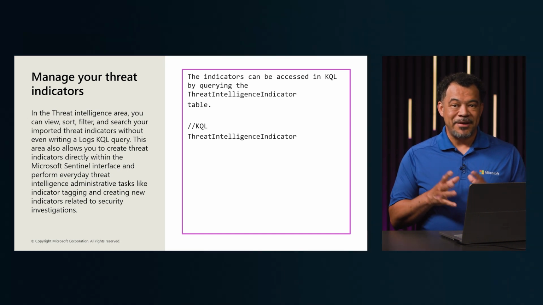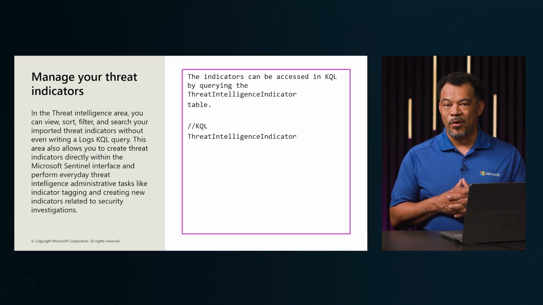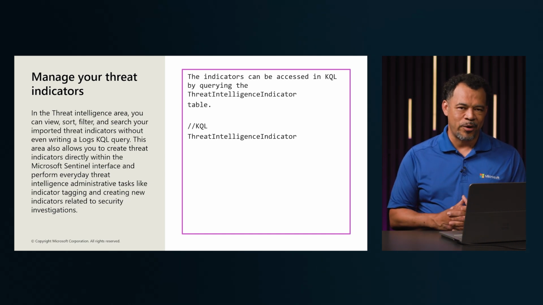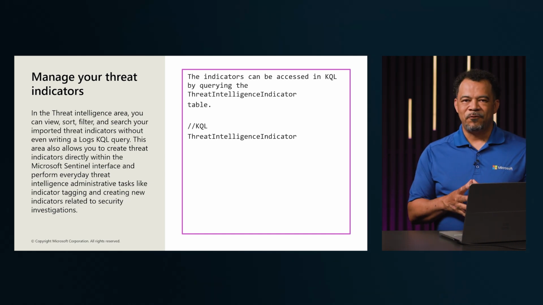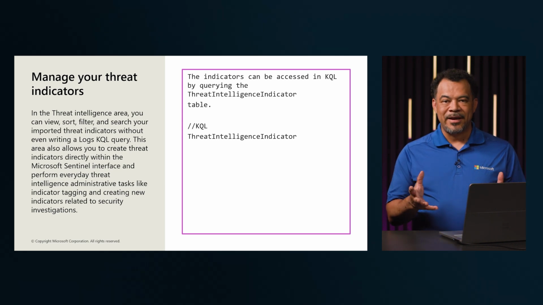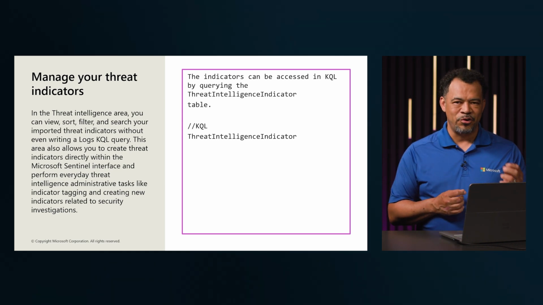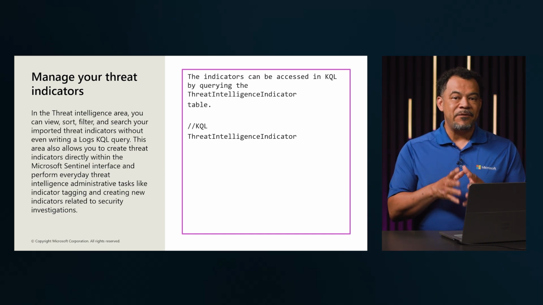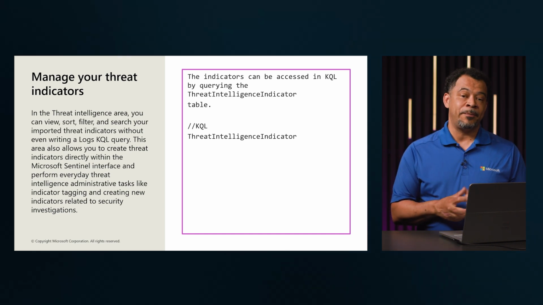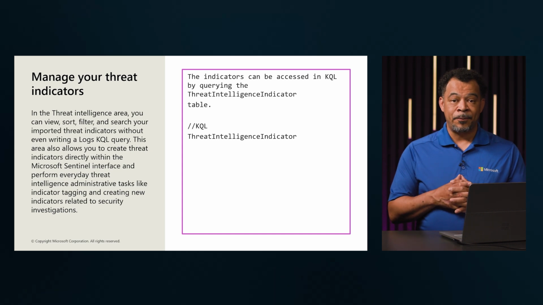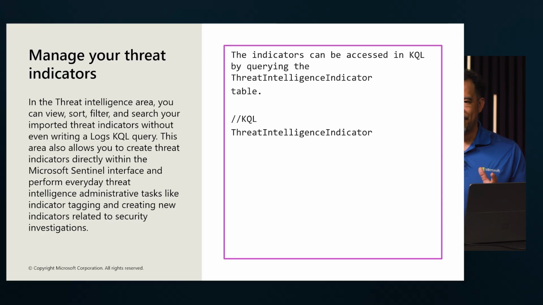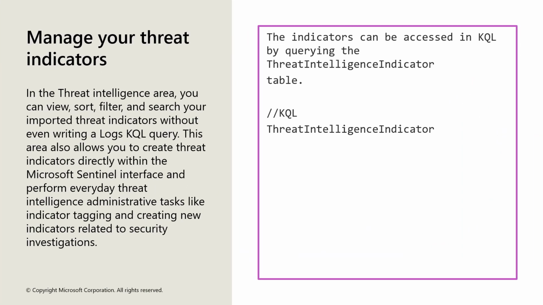Microsoft Sentinel makes it easy to manage threat indicators right from the interface. There's no KQL required. You can view, filter, and search through imported indicators like IP addresses or domains or file hashes, and even create new ones directly within the platform. It also supports tagging and organizing indicators to help with investigations and threat tracking. If you do want to dive deeper, all this data is accessible through the ThreatIntelligenceIndicator table within KQL.